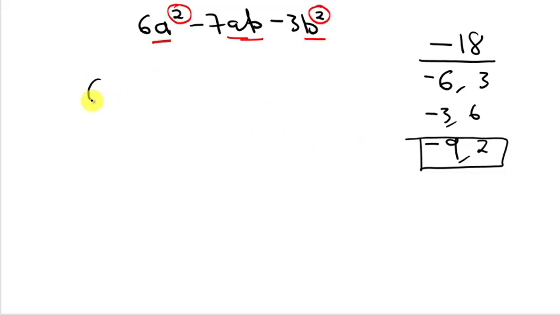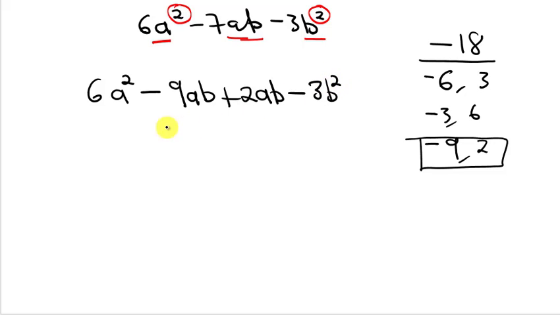So we are going to have our 6a squared. We repeat our first term, 6a squared, and then since we are using these two numbers, -9 and +2, we have -9ab, plus 2ab, minus the third term, 3b squared. We take the first two terms and factorize, then we take the next two terms and factorize.